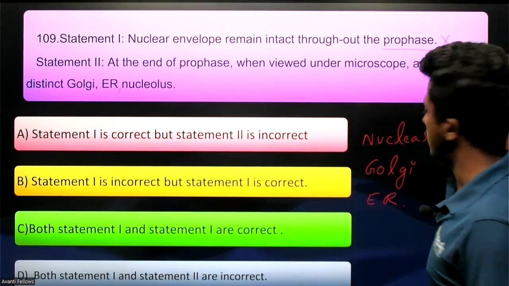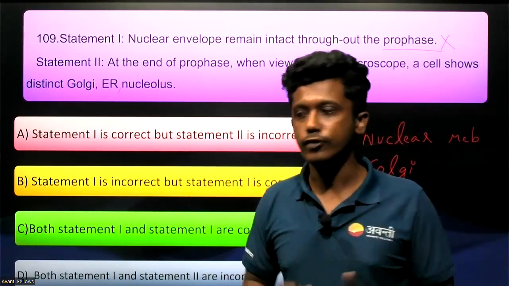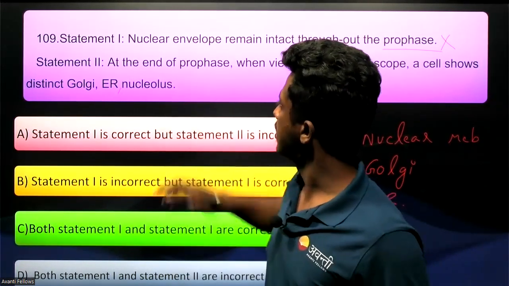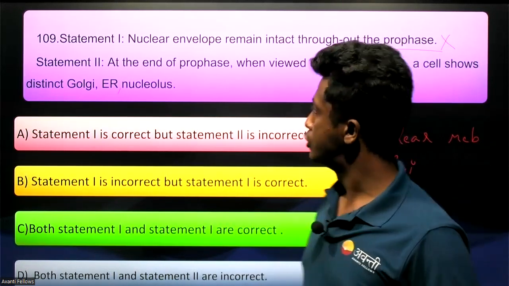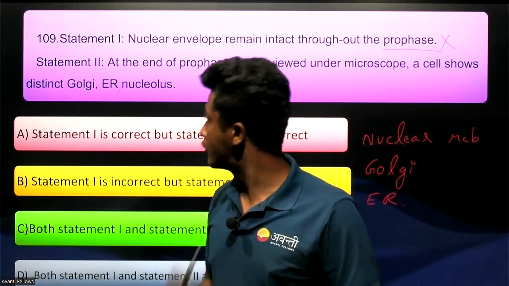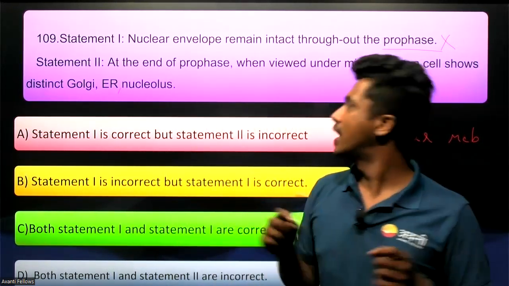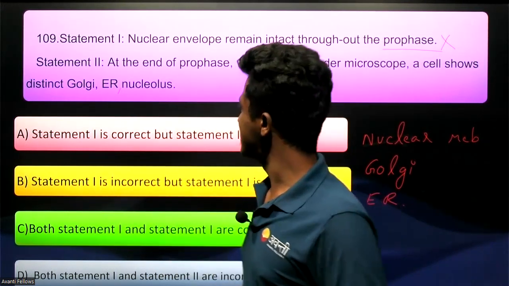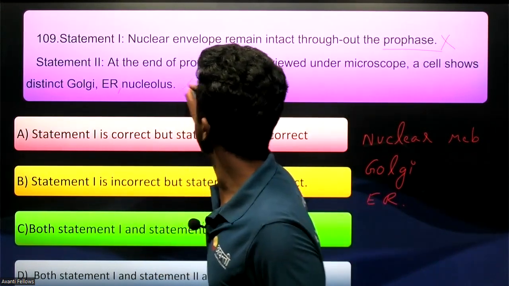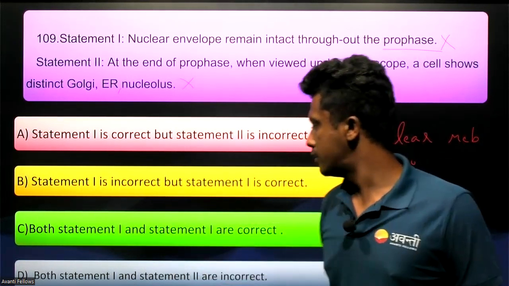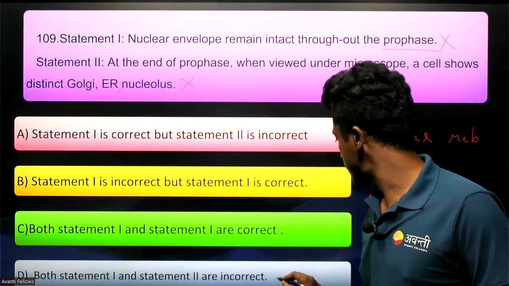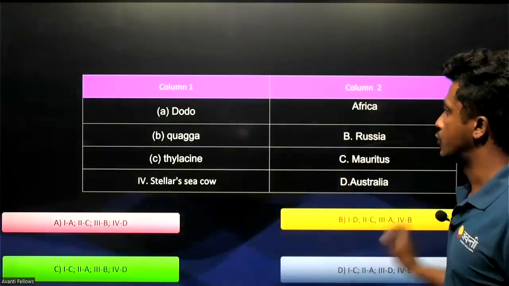The first thing that happens is disintegration of the nuclear membrane, and the second one is at the end of prophase, when viewed under the microscope, a cell shows distinct Golgi, endoplasmic reticulum, and the nucleolus. So as we discussed just now, both of the statements are wrong. So our option is both statement one and statement two are incorrect.